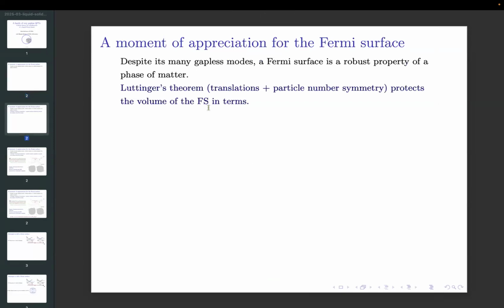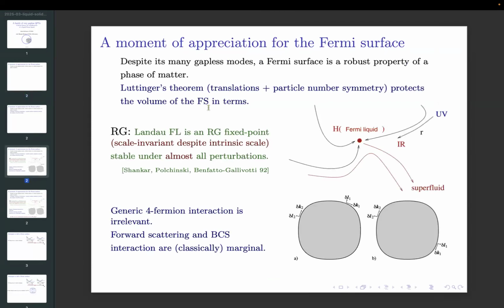The second point of view is a renormalization group point of view, which I learned from Polchinski and Shankar, which is the statement that the Fermi liquid is a fixed point of the renormalization group. This in itself is a remarkable thing because it means it's scale invariant, despite the fact that it comes with an intrinsic scale, namely the Fermi momentum, the radius of the Fermi surface. The Fermi momentum is a momentum, and yet the theory is scale invariant. So how is that possible?